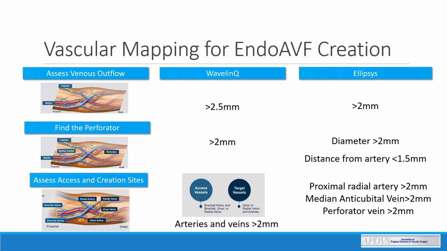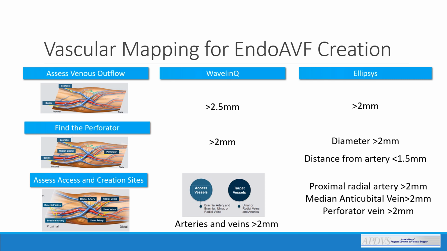Finding the perforator vein is key to creating an endo-AVF in both systems, and it requires the perforator to be at least 2 mm in diameter. In addition, for Ellipsys, the distance between the perforator and the proximal radial artery has to be less than 1.5 millimeters.